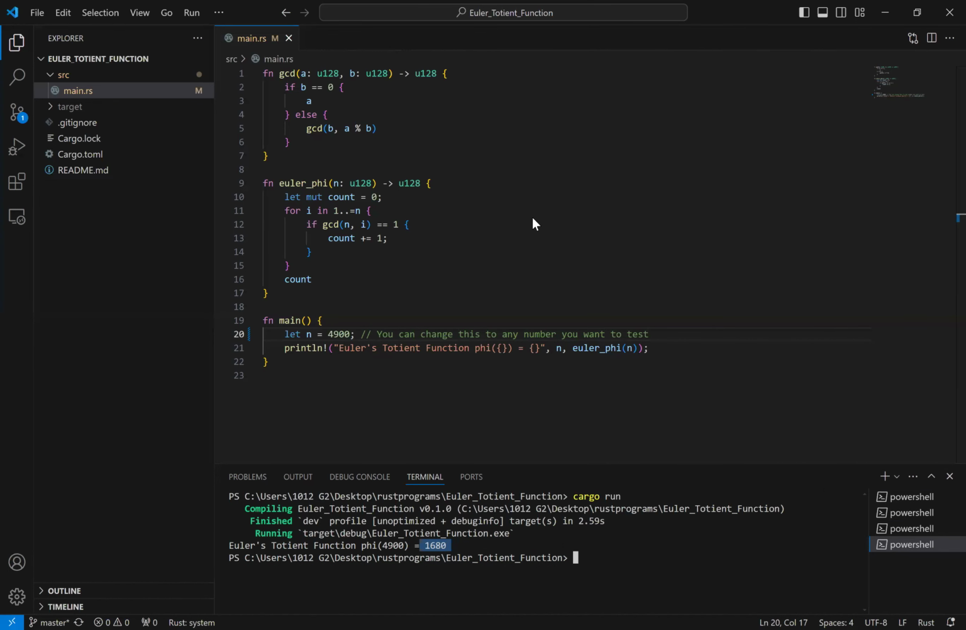Now, I've used u128 so that I could handle bigger numbers. So you can increase these numbers. But if you find that u128 cannot handle some numbers, you can still change this to BigUint, as we've done in our previous lessons. You can change this to BigUint, which can handle bigger numbers.